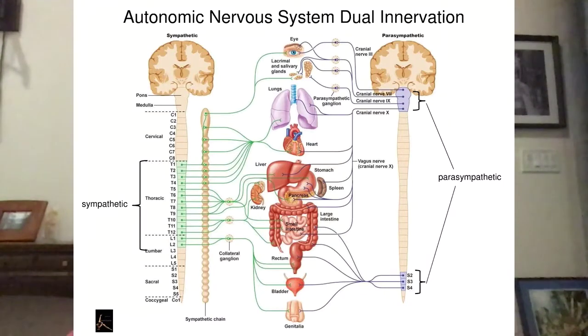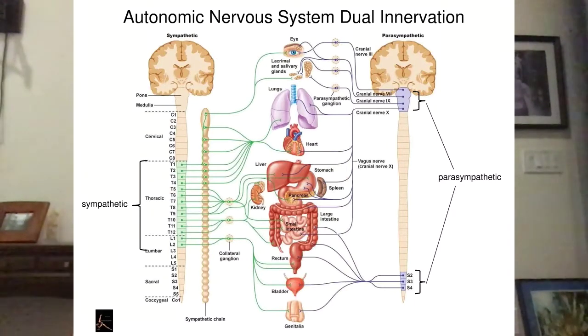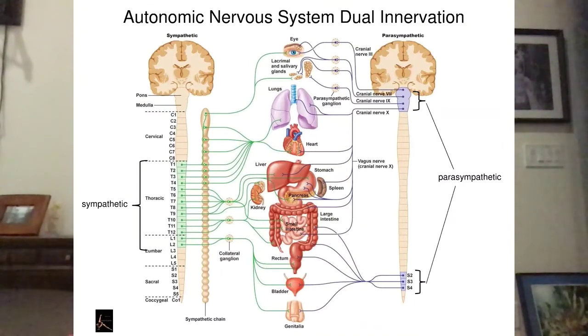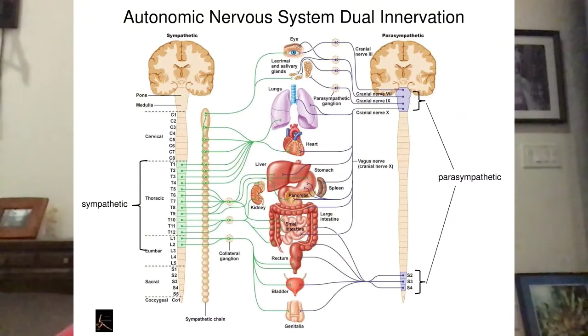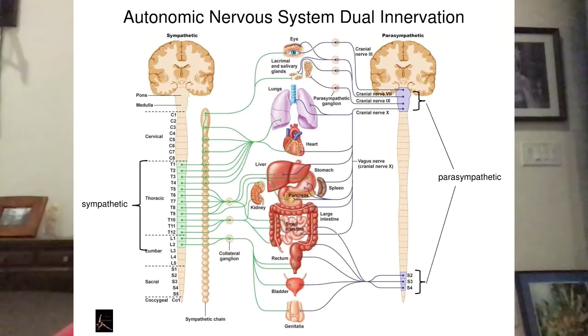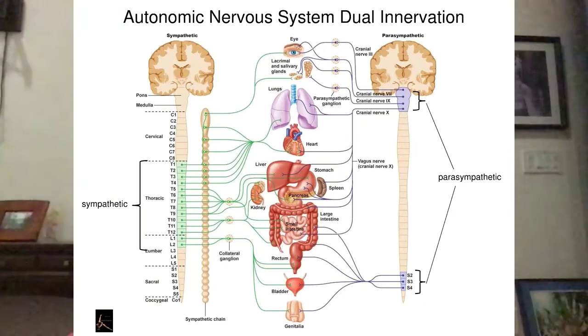Okay? And then in the parasympathetic system, you notice on the right, that originates from certain cranial nerves. Okay, not all of them, but some cranial nerves. And then the sacral nerves, so the sacral division as well. So that's also the parasympathetic division, might be called the craniosacral division.